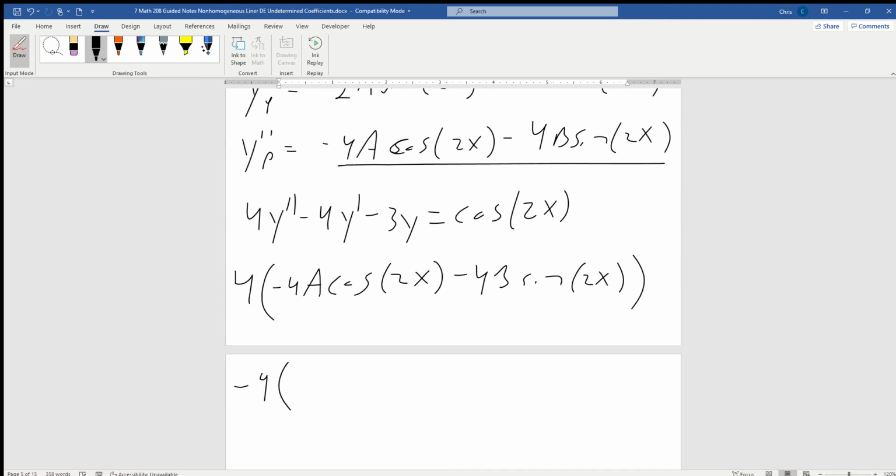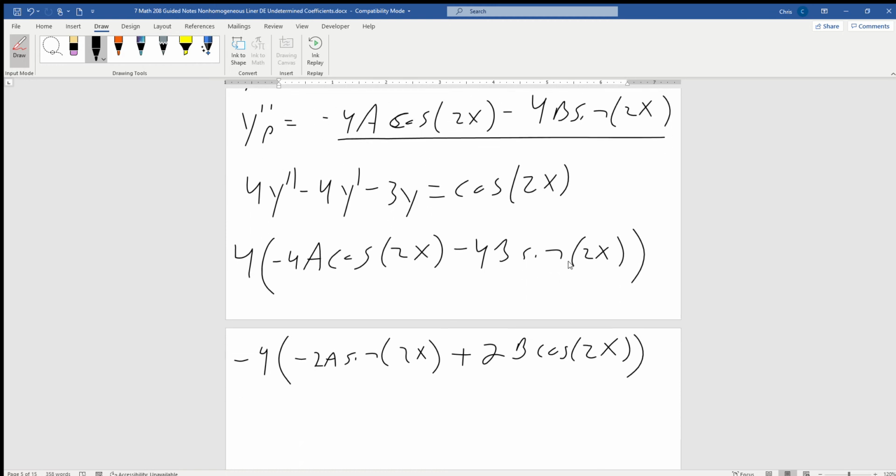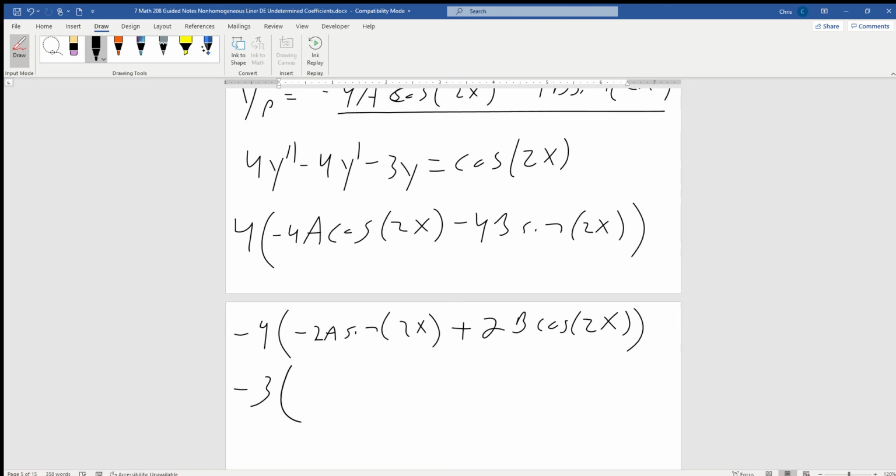And that's going to be times this first derivative. And our first derivative is negative 2a sine 2x plus 2b cos 2x. And then finally we just have minus 3 times the original guess, which was our a cos 2x plus b sine 2x. And remember, all that's equal to cos 2x.